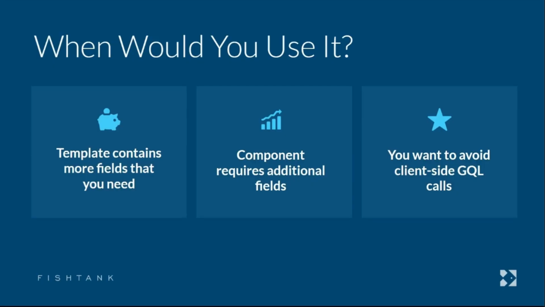Or if you're building a component that requires additional fields, maybe the URL to the data source that you're actually pulling in, and you want to spare yourself having to call yet another GraphQL call within the front end component itself. Or maybe you just want to avoid using GraphQL client side if possible at all. Those are the cases when you'd want to use integrated GraphQL. I'm sure there's a multitude of others, but that's really what we're going to focus on today.